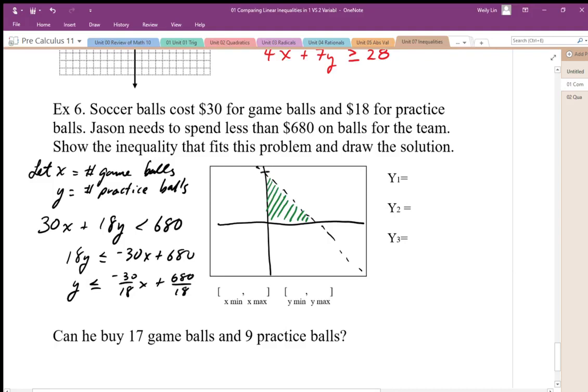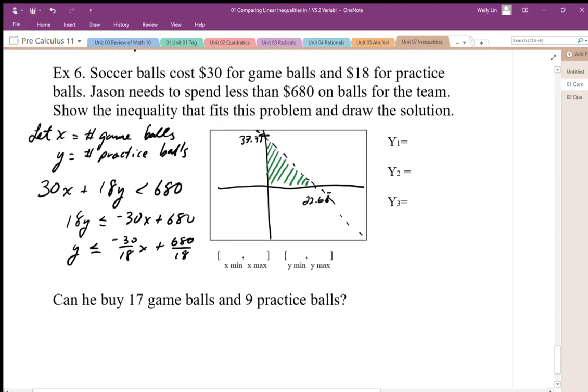Our intercepts, we can solve for our intercepts here. It looks like our intercepts are going to be about 37.77 repeating, and our intercept down here represents 22.66 repeating. So if I buy all game balls, I can buy 22 at maximum. If I buy all practice balls, I can buy 37 at maximum, and I can buy any combination of game and practice balls in this area and keep below my cost of $680.